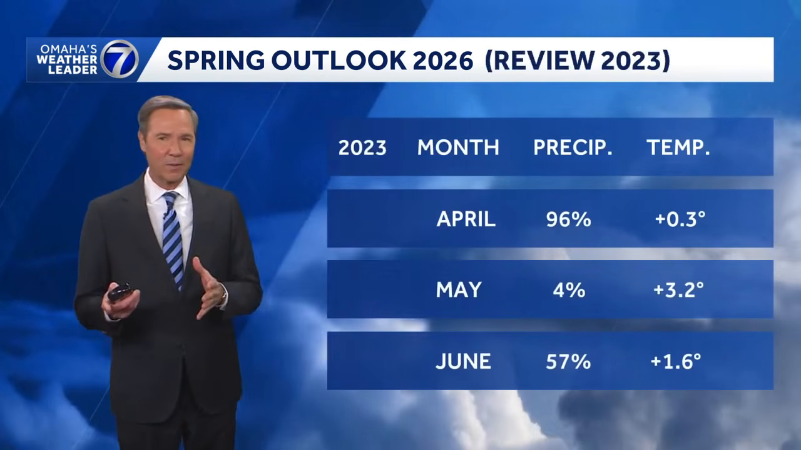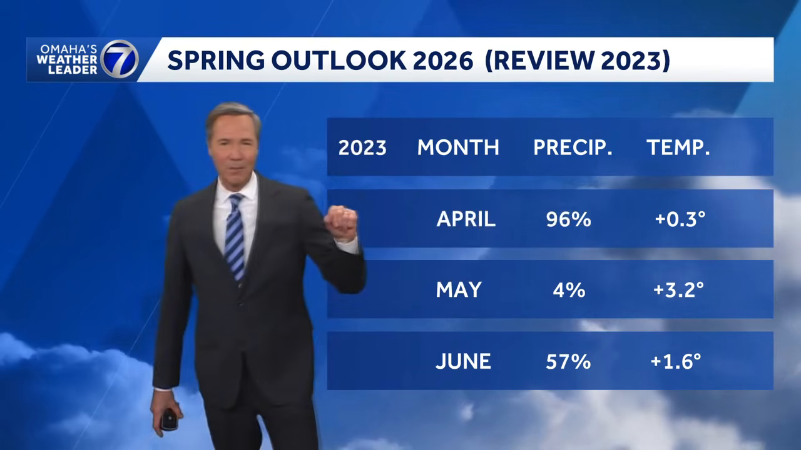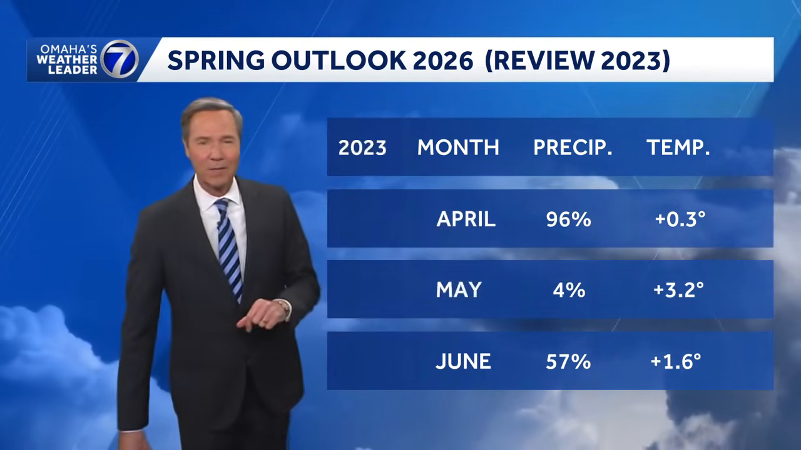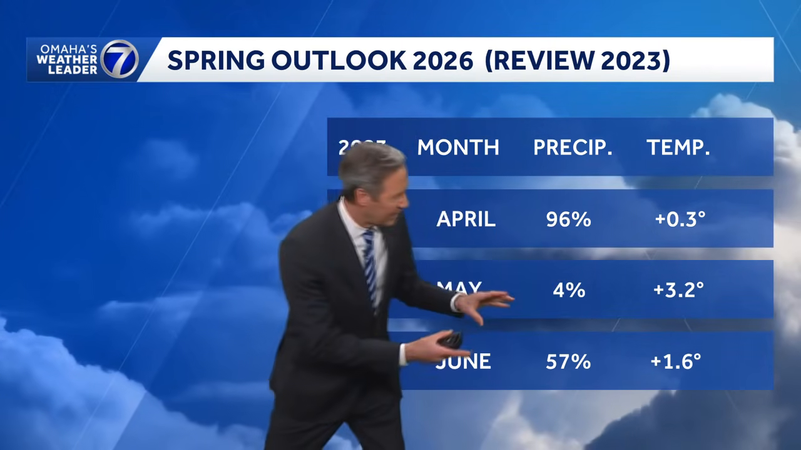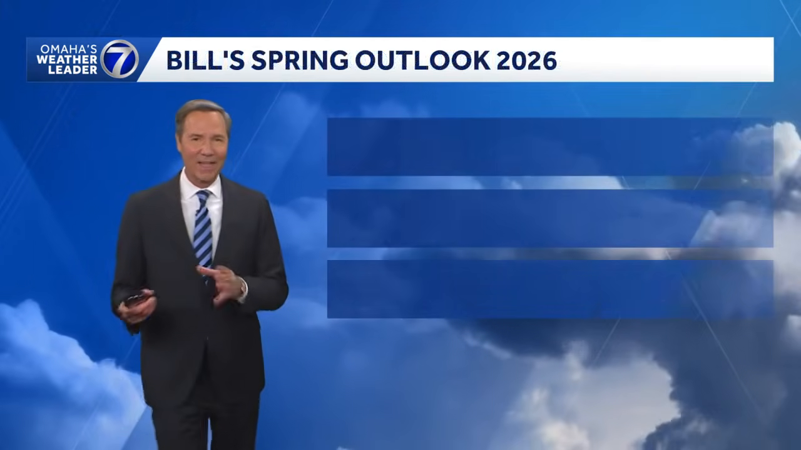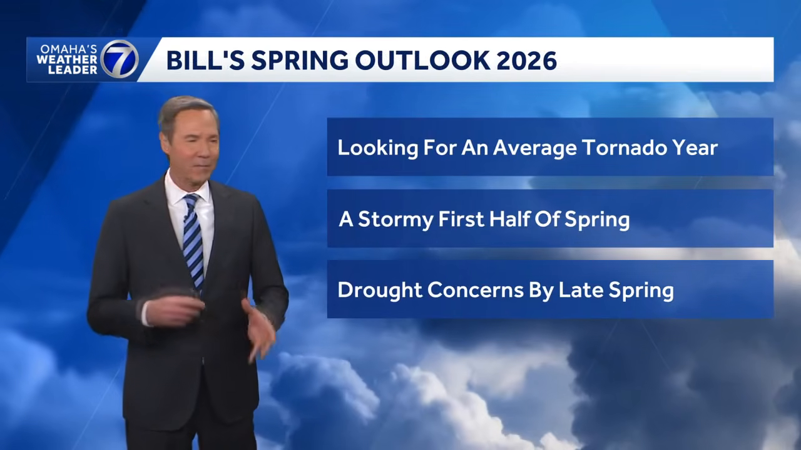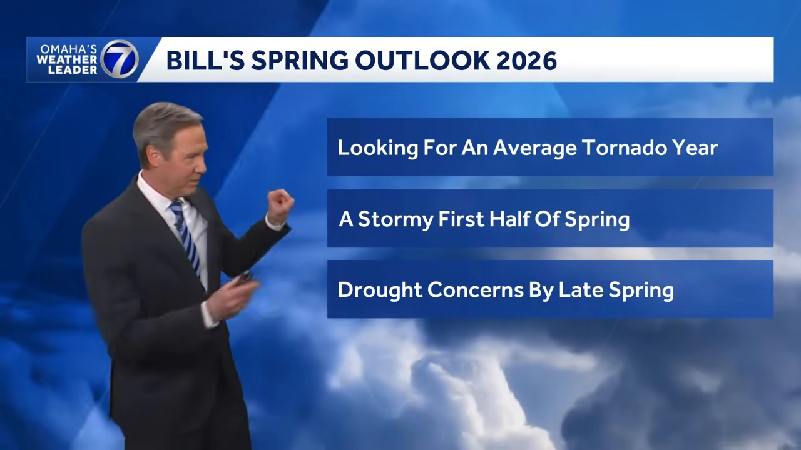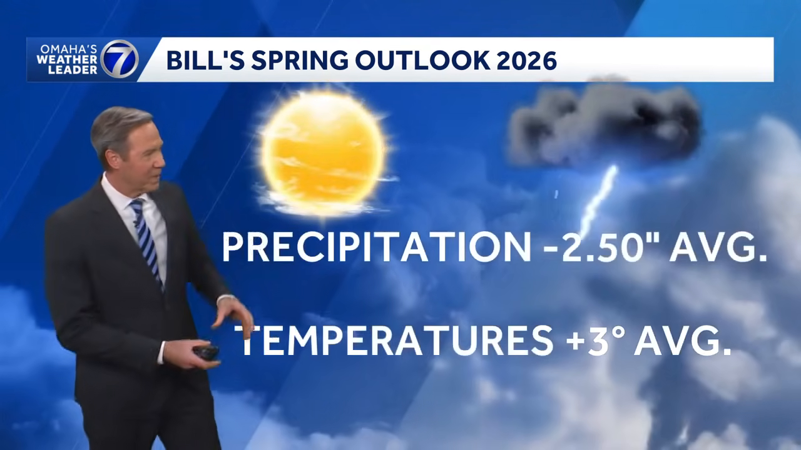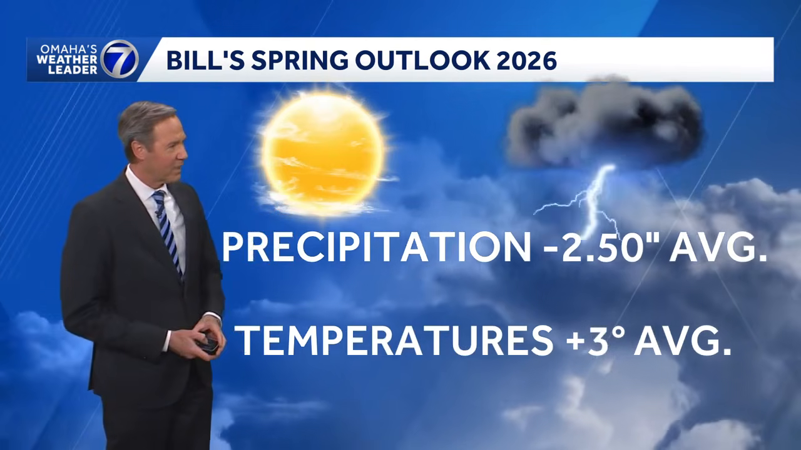And just to look back at 2023, April here was about average precipitation and temperature-wise, but it was extremely dry and also very warm in May. June was about half of the average precipitation and also quite mild. And that's kind of a guideline for what I think is going to happen this season. Maybe an average tornado year, not at all like 2024, but a stormy first half of spring and drought concerns by late spring. So precipitation for the whole spring, drier than average, temperatures warmer than average.